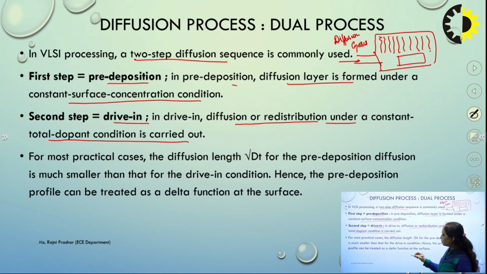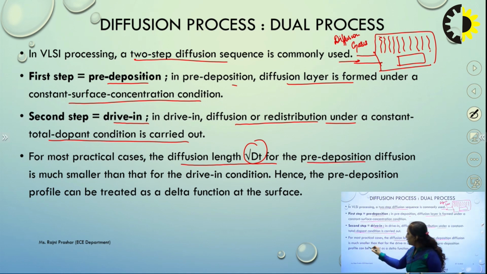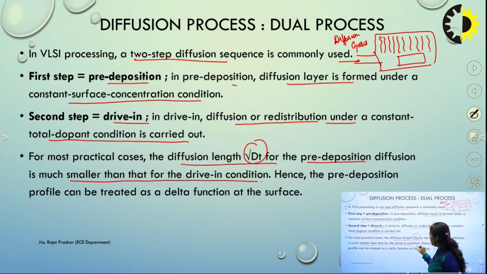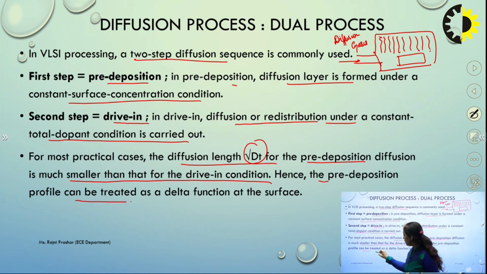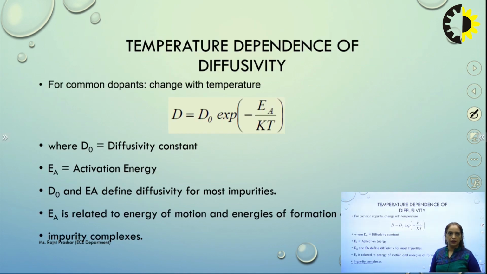For most practical cases, the diffusion length is given by the square root of Dt, right? We have seen in the previous lecture that the diffusion length is given by root Dt. For pre-deposition diffusion, it is much smaller than that of the drive-in condition, and hence the pre-deposition profile can be treated as a delta function at the surface. All this we have seen in the previous lecture.